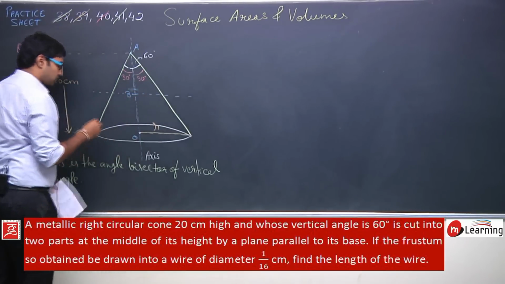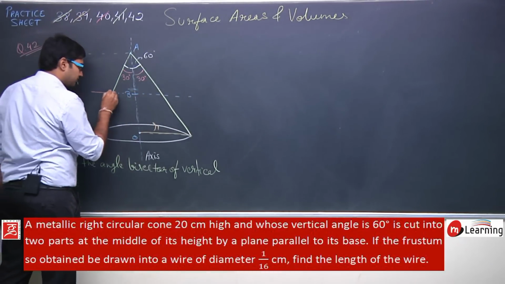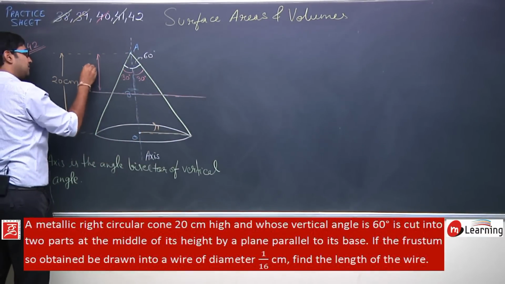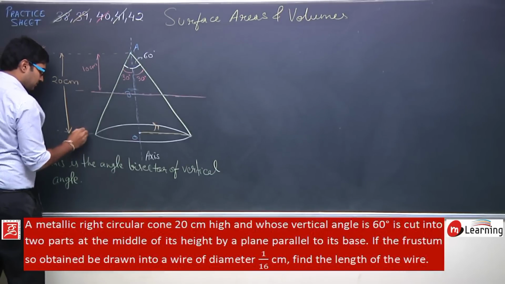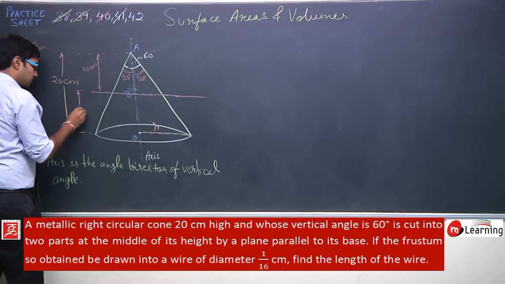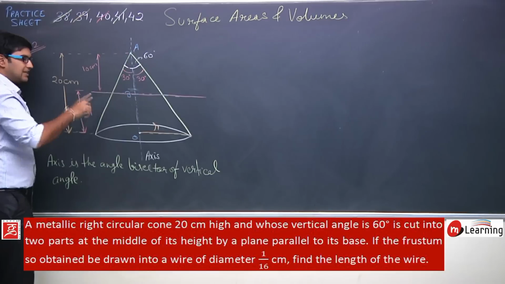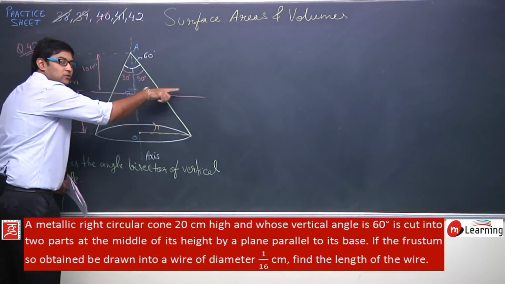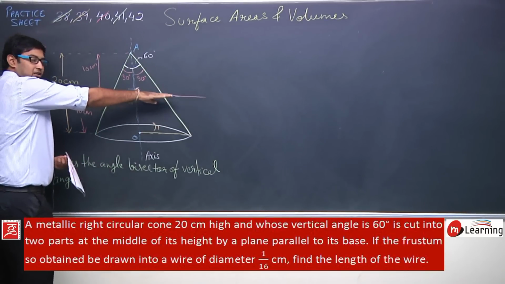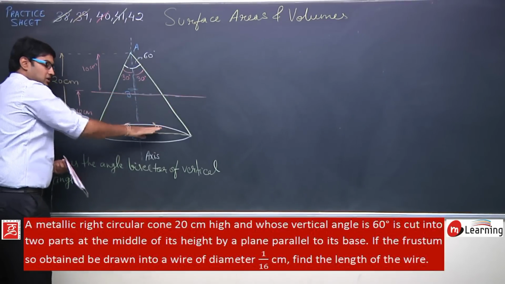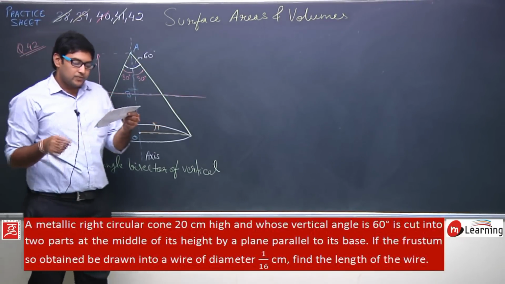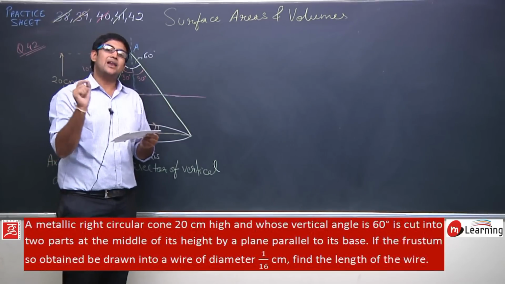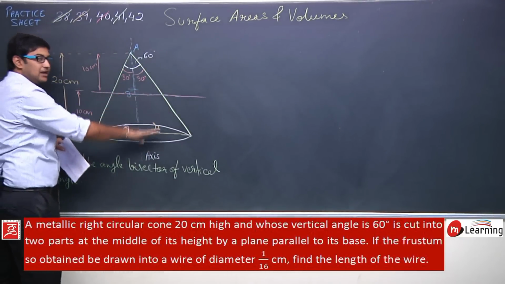So I am cutting the cone from this line like this. This length is 10 centimeters as well as this length is 10 centimeters. Both the lengths are simply 10 centimeters. Now, this plane which is cutting the cone is parallel to the base, because it is given in the question. The cone is cut into two equal parts at the middle of its height by a plane parallel to its base.